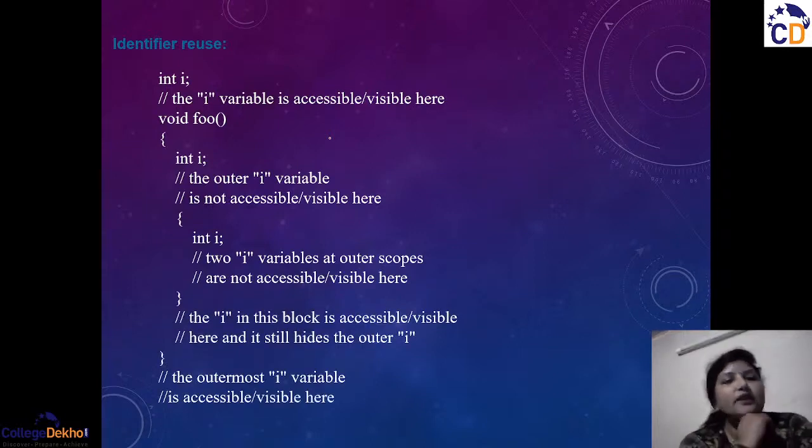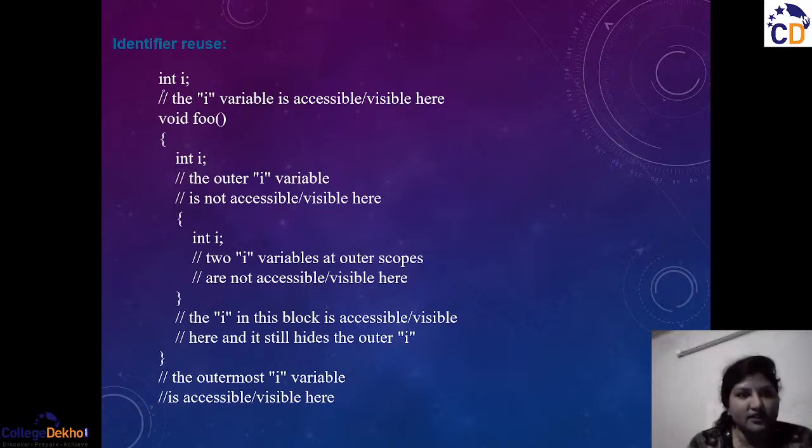So int i is now defined outside any function. This i is not defined within a function, it is defined outside the function. So it is a global variable, a global identifier. Now this is the function, and again we have defined one variable.